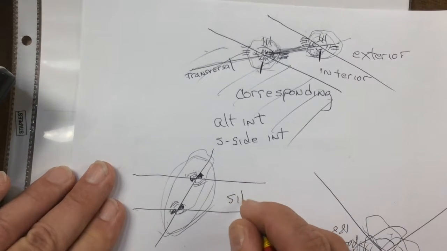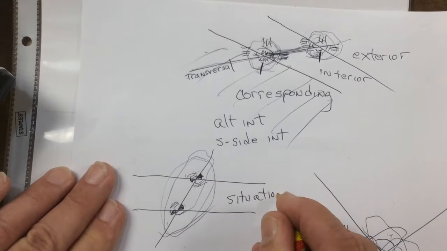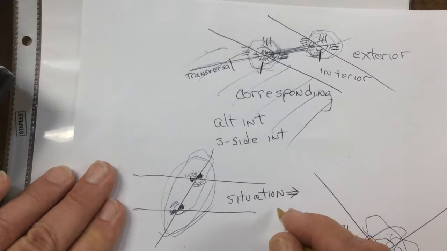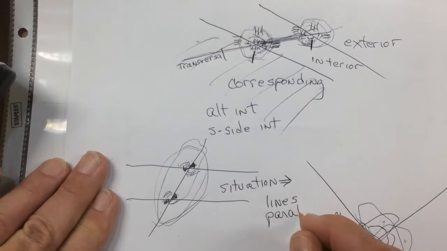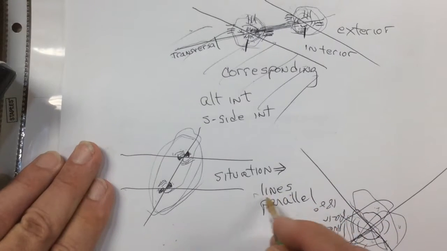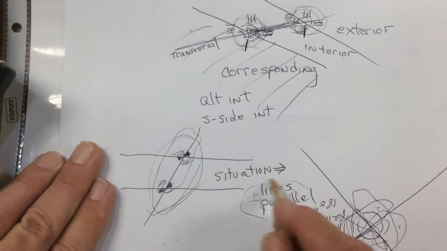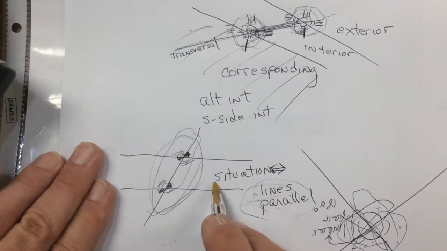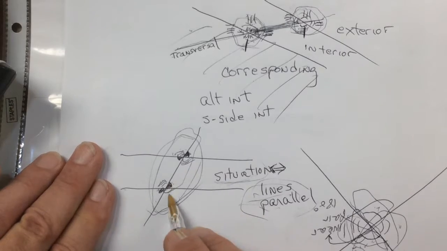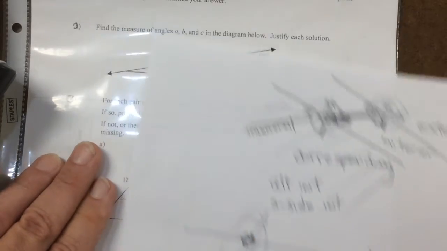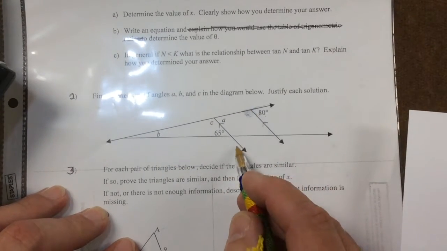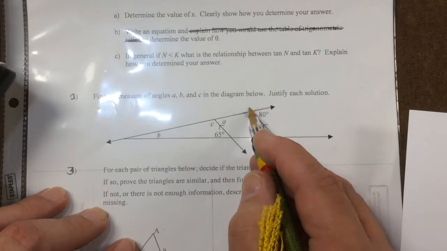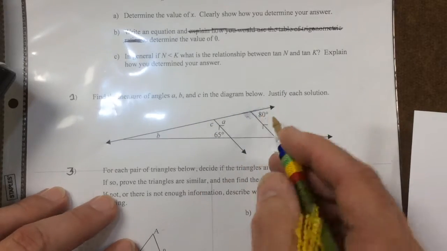When that situation occurs, it means the lines are parallel. And it goes the other way too. If the lines are parallel, then you can fill in the angles, because it means the same situation, the parallel line situation, is going to exist. This is what's going on right here. You've got two parallel lines and a transversal. This is 80 degrees.